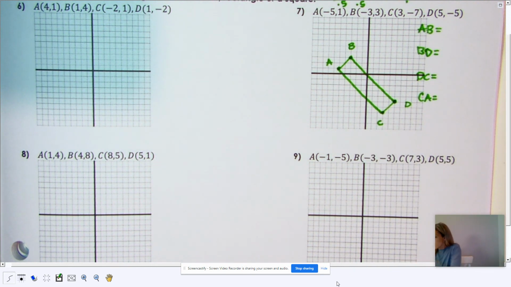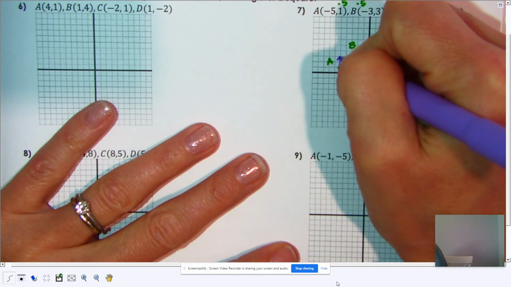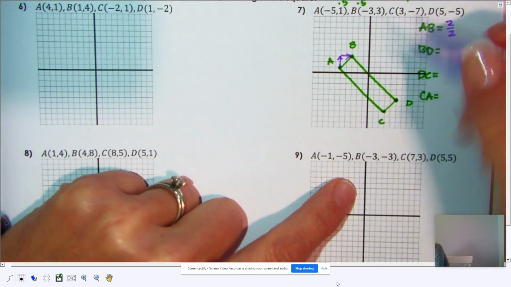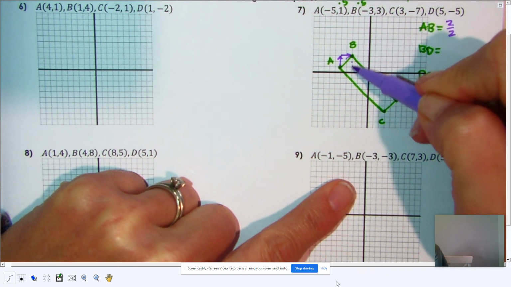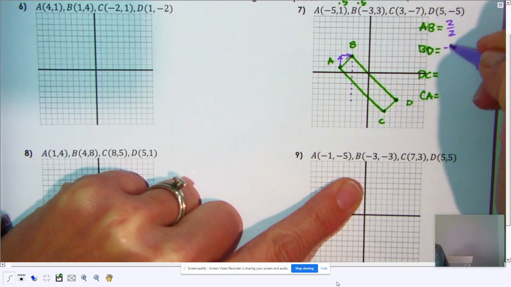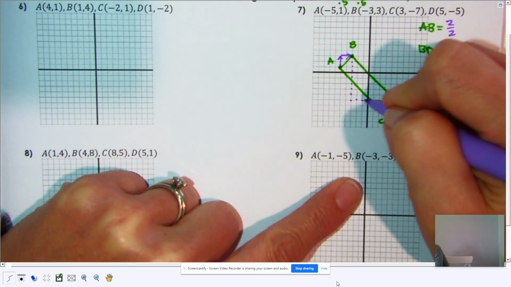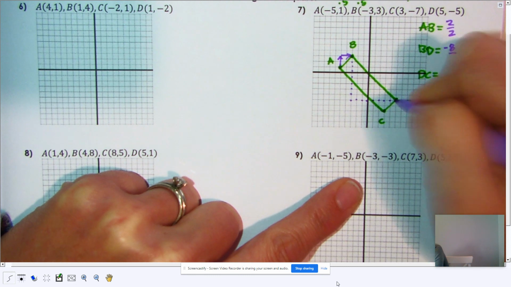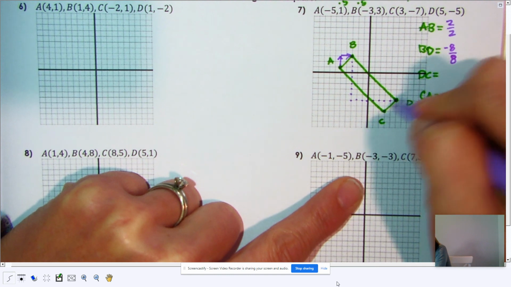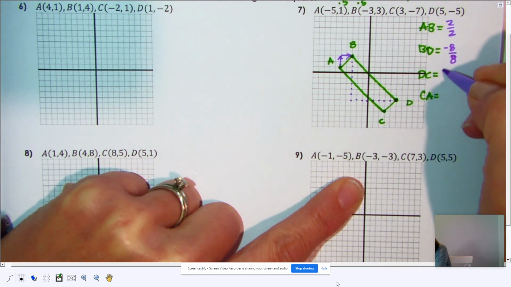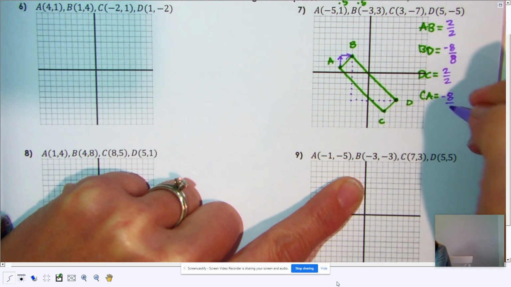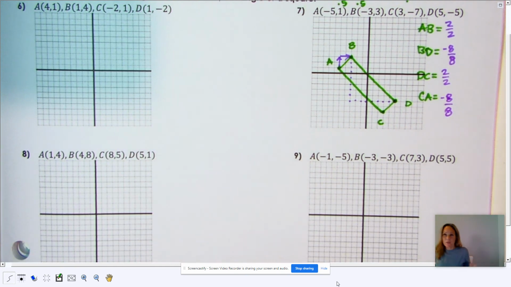So from A to B, I went up by 2, over by 2. And then from B to D, I went down by 8 and over by 8. D to C is actually C to D, so it's going to be up 2 over 2. And then A to C is also going to be down by 8 over by 8 if you count it out.